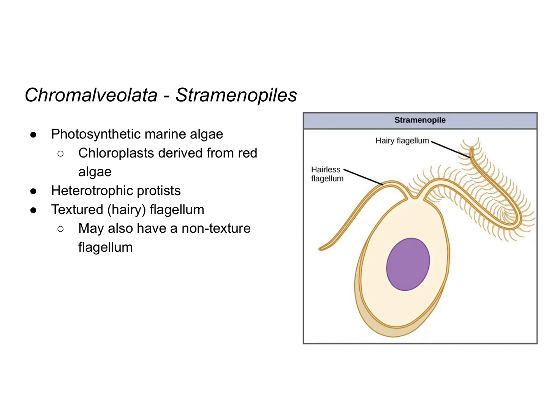So now we're moving on to the straminophiles. And the protists in the straminophile group, some of them are photosynthetic marine algae, others are heterotrophic, and some can actually be mixotrophic as well. One defining feature of straminophiles is that they have two flagella, one of which has kind of a hairy appearance to it, and the other one is smooth.